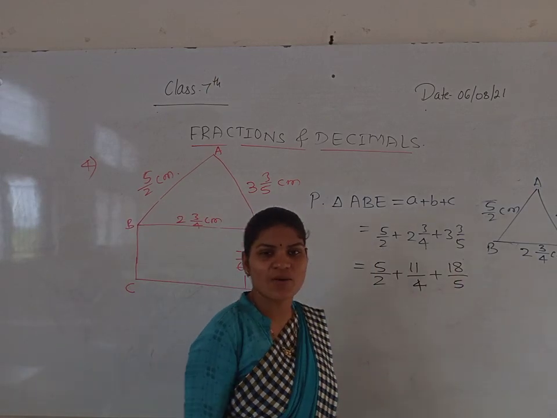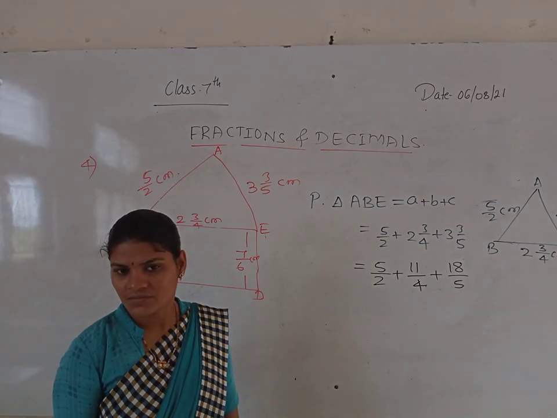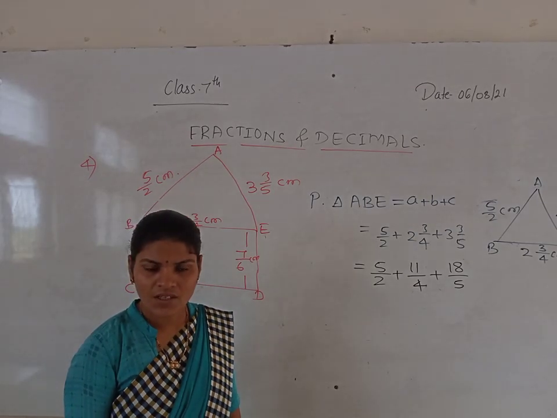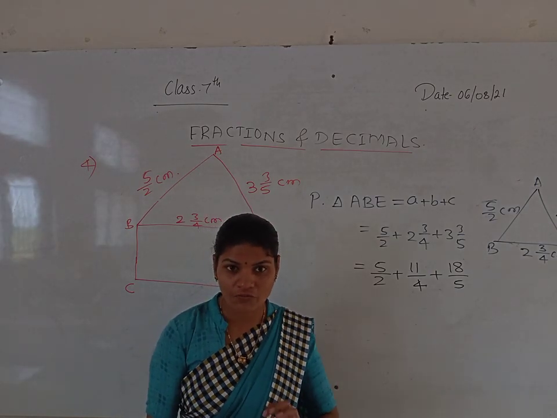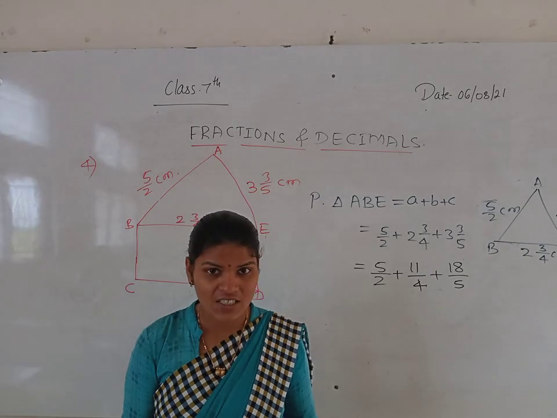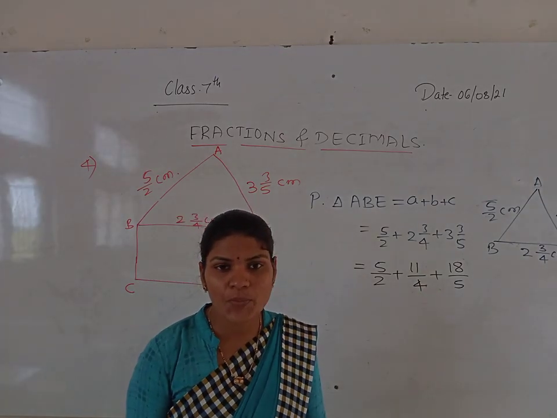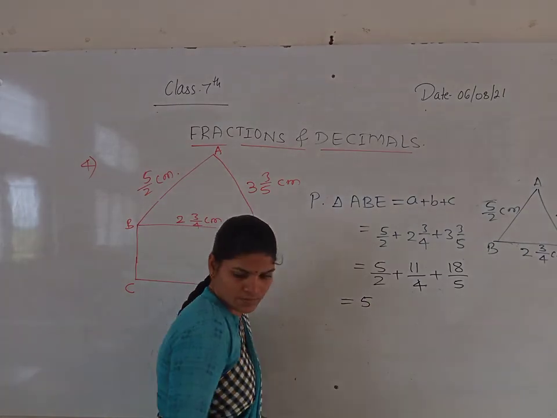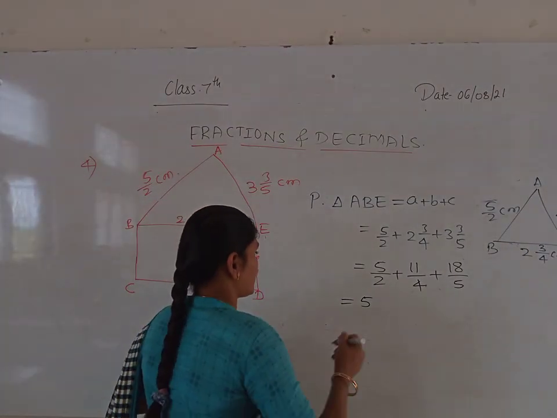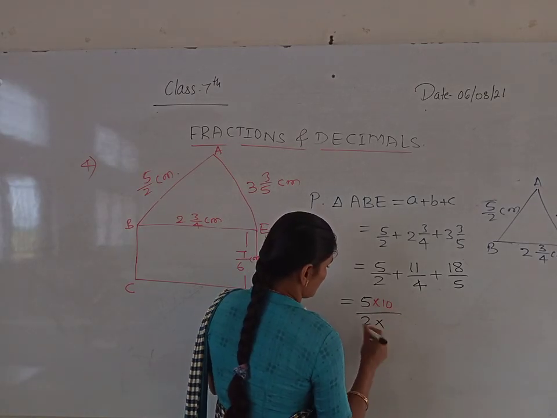What is the LCM of 2, 4, 5? 5 4s are 20. 2 10s are 20. 4 5s are 20. Yes. In all these three tables there is a 20 as a least common multiple. Okay. So to how much are 20? 2 10s are 20. Yes.